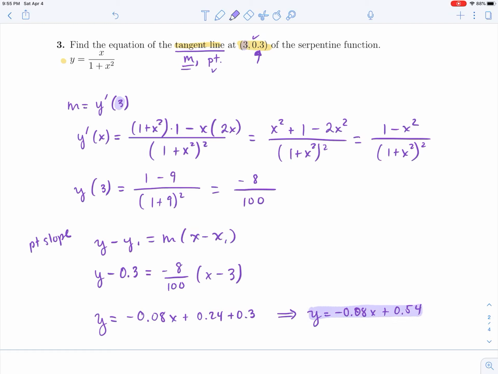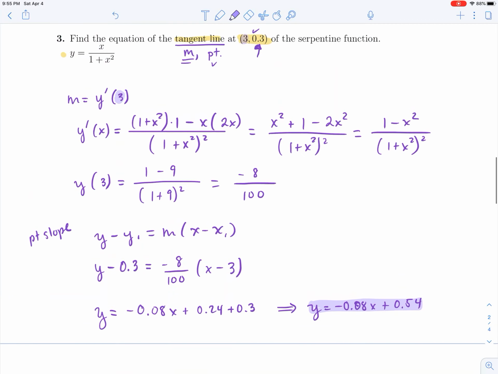And we'll check right now to see if that is accurate. I'm going to go ahead and graph it in GeoGebra. So let me see, y equals negative 0.08x plus 0.54. I need to write it down because I'm going to leave this page for a minute.